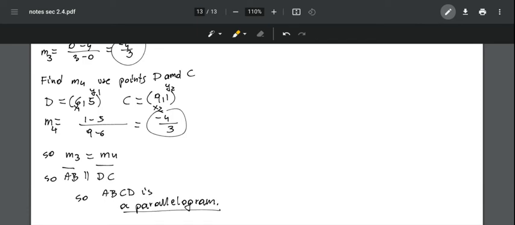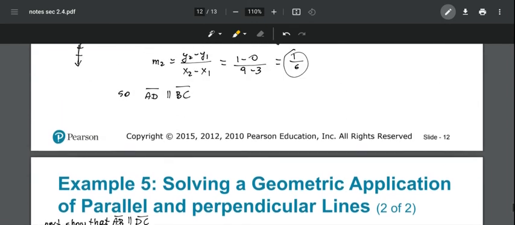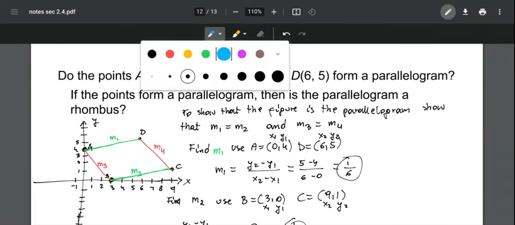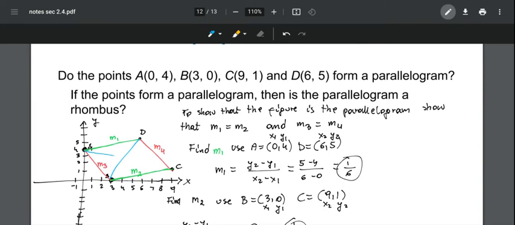Okay, we know that. Next, what they want us to do here is check if this parallelogram represents a rhombus. The information about the rhombus is that its diagonals intersect at a 90-degree angle. So if this is a rhombus, the diagonals should intersect at a 90-degree angle. In our case, we will need to show that segment DB is perpendicular to segment AC. And in order to do that, we just need to show that the slope of BD is the opposite reciprocal of the slope of the segment AC.